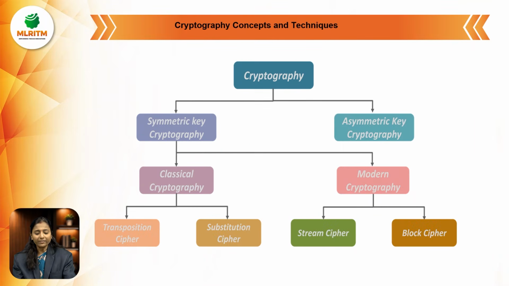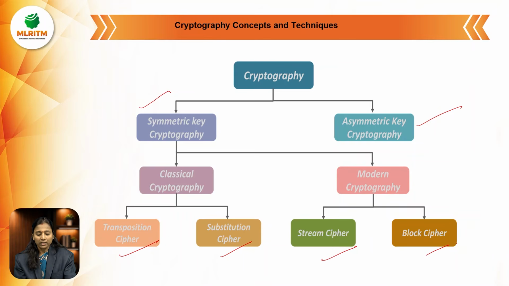The next is what cryptographic concepts and techniques are used. Cryptography is divided into symmetric key and asymmetric key cryptography, and symmetric key is divided into two types, classical and modern. Classical cryptography is divided into two: transposition cipher and substitution cipher. Modern cryptography has the stream cipher and the block cipher.